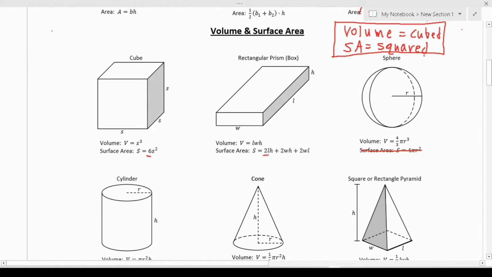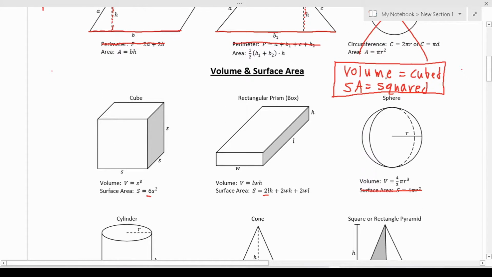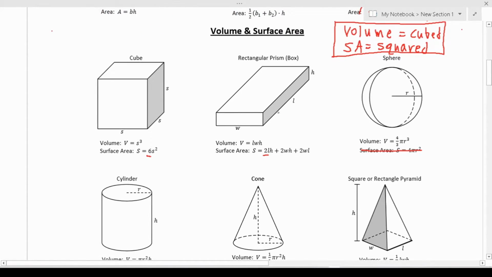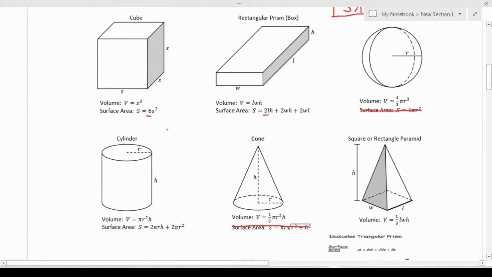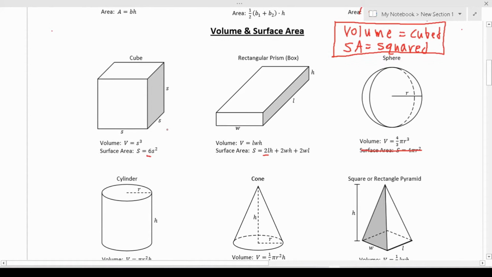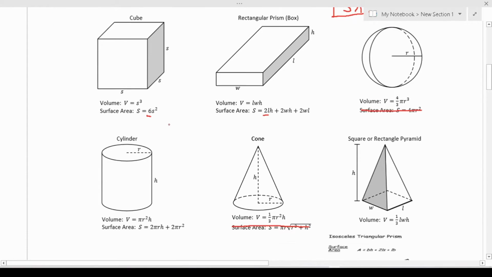Again, as I mentioned, we're talking about surface area and volume today. Just a quick reminder, volume corresponds with cubes and surface area and area corresponds with squares. Okay, and you can see that right here for cubes. Volume cubed, surface area squared.